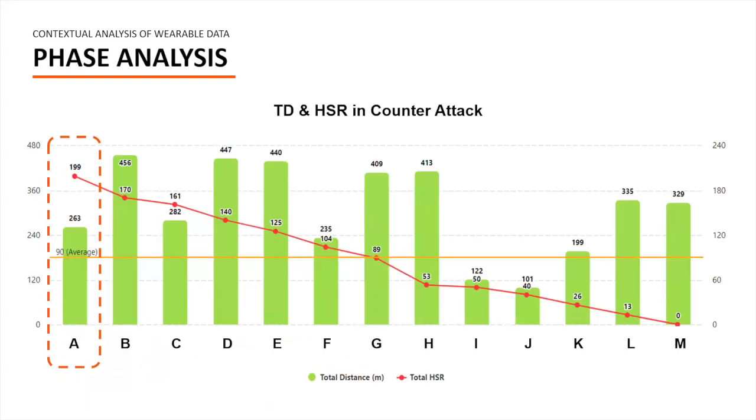Furthermore, this chart shows each player's total distance and high-speed running distance in counterattack. Even though player A was playing only 15 minutes as a substitute, he covered the most HSR distance in counterattack. So this kind of information can provide physical data combined with a tactical point of view to coaching staff.